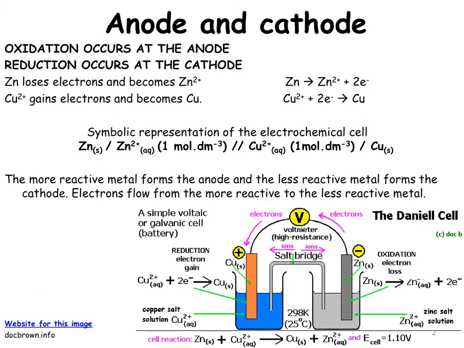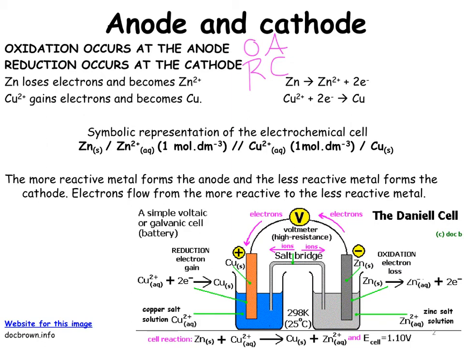Firstly, we need to remember that oxidation always occurs at the anode, because these electrodes have specific names, and reduction always occurs at the cathode. How do I remember that? O and A are both vowels, oxidation anode, and reduction cathode, R and C are both consonants. A little English here in the physical science. So the zinc loses electrons and becomes Zn2+. The copper 2+ gains electrons and becomes copper metal. So how do I write that as a symbol, a shorthand? As we know, scientists love shorthand.